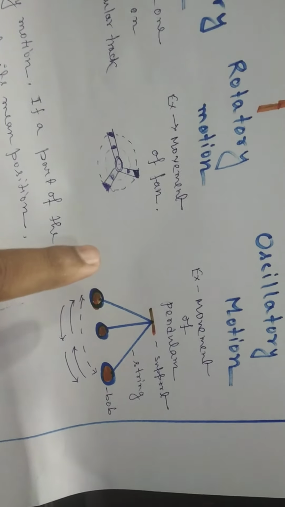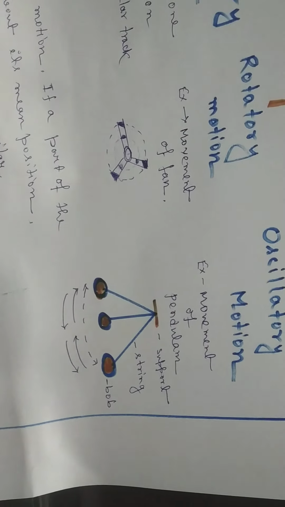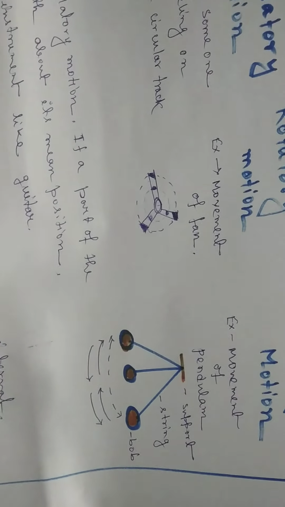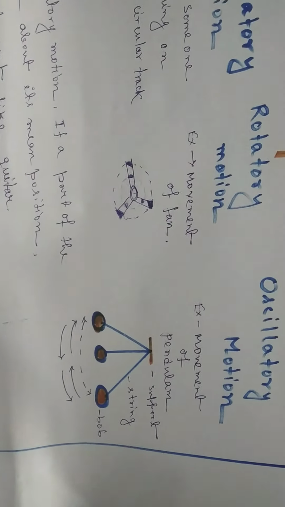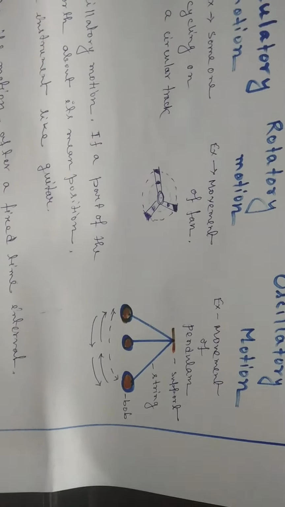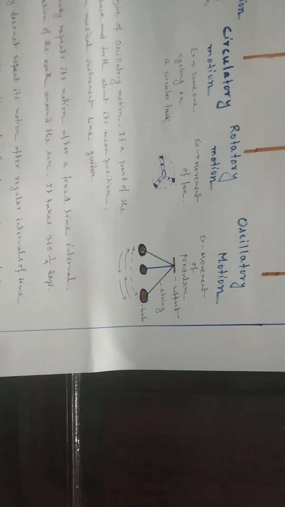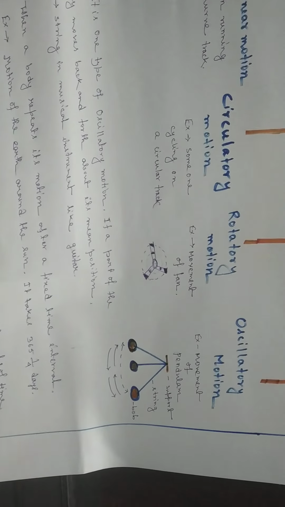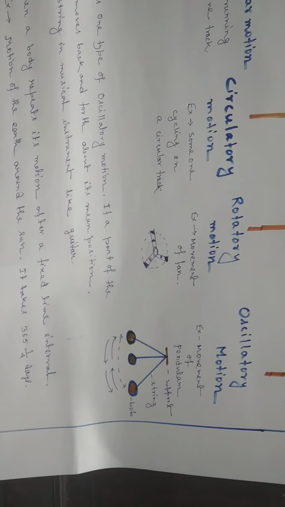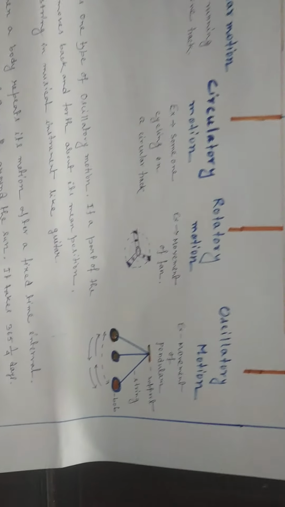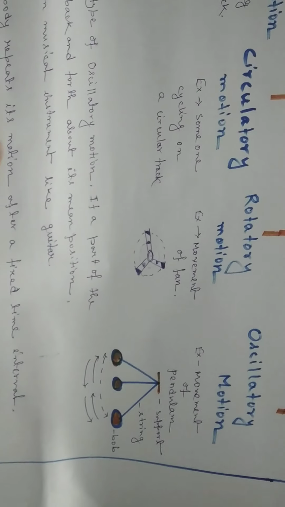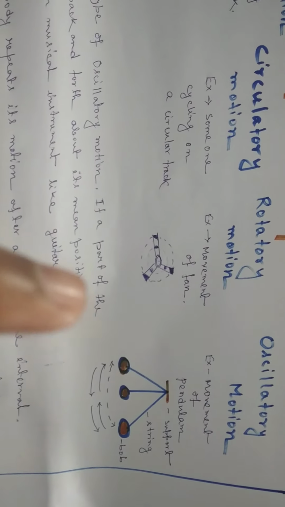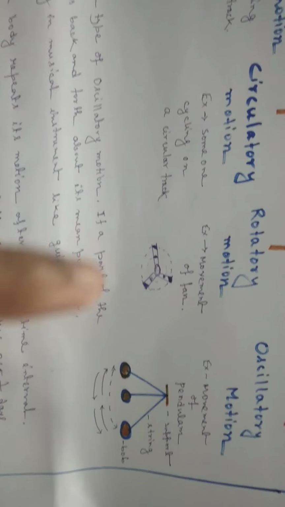So the pendulum goes from point A to B, and then again from B to A, and in the middle it has a mean position. This type of motion is known as oscillatory motion. So what is the difference between circulatory and rotatory motion and oscillatory motion? In circulatory motion and rotatory motion, the object covers a full circle.